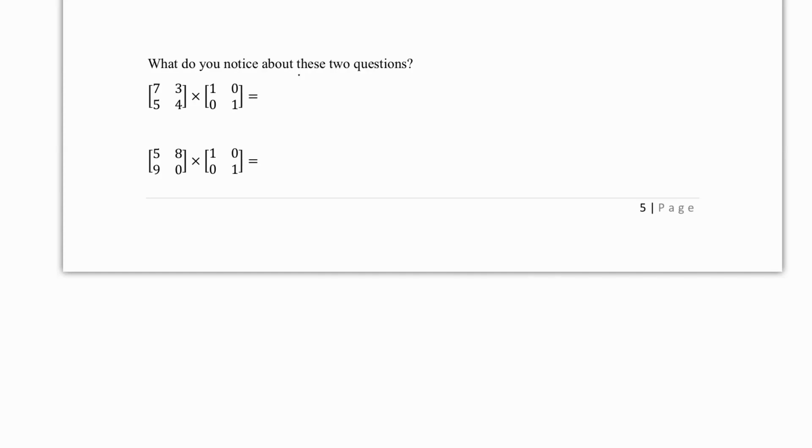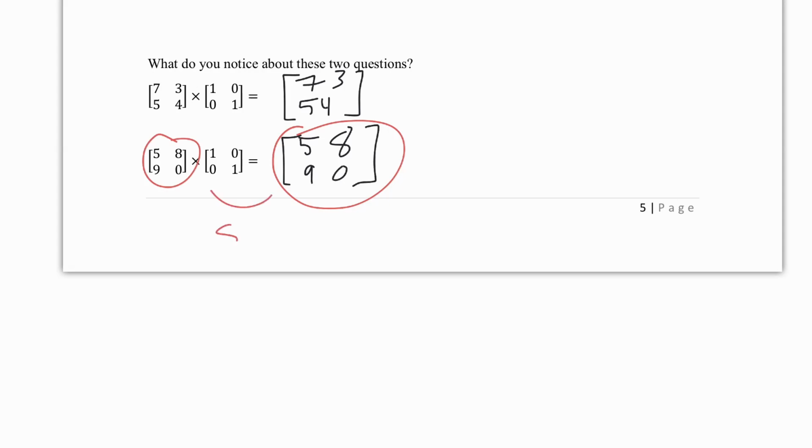Well, if you do the multiplication, you should get 7, 3, 5, and 4. And over here you should get 5 and 8, and 9 and 0. And if you notice, it's kind of weird. This and this, they're the same. Same thing here, this and this, same. Which is kind of strange that you could multiply by a matrix and it wouldn't change. Well, let's talk about this a little bit more.